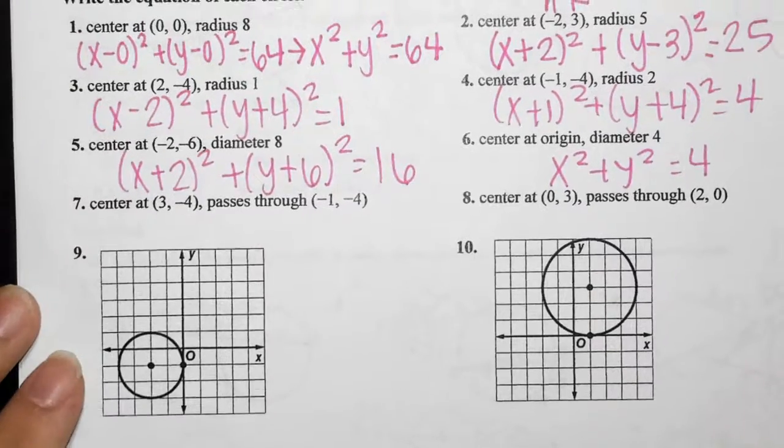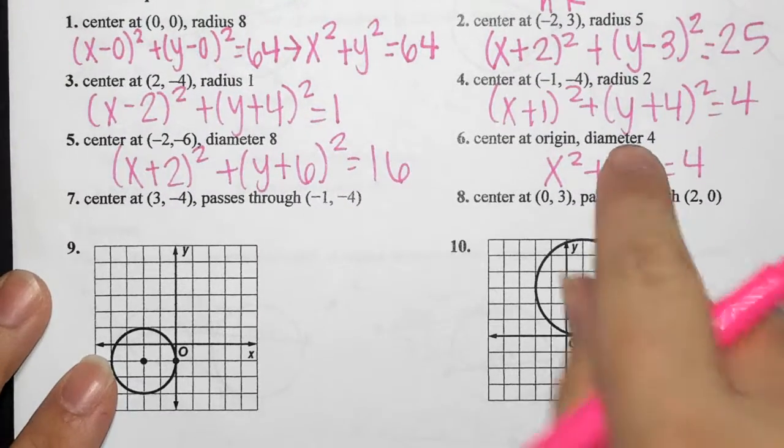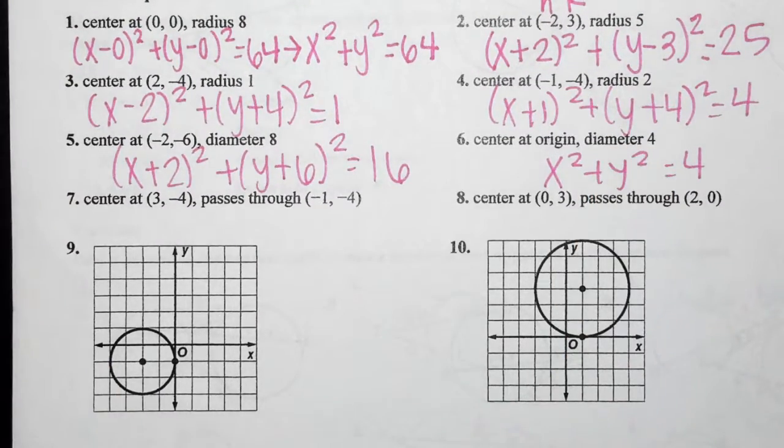Yes. Why is it, on number 6, why does it say 4? Because the diameter is 4, so the radius is 2, and 2 squared is 4.